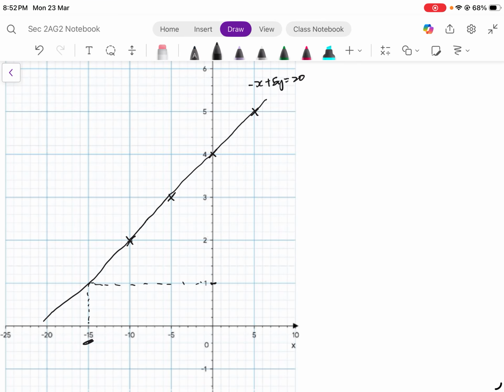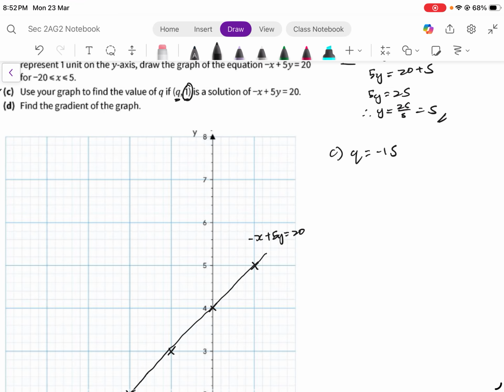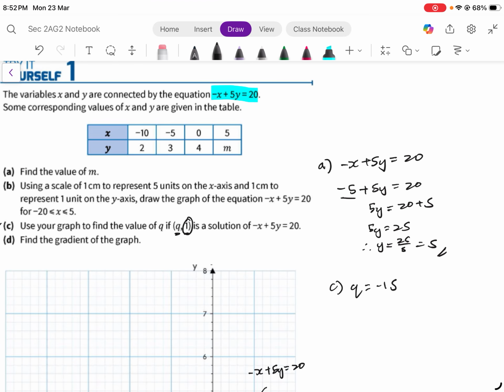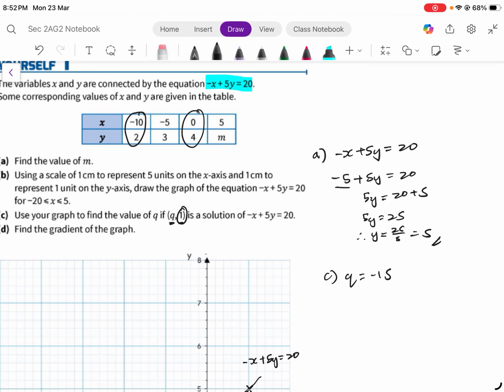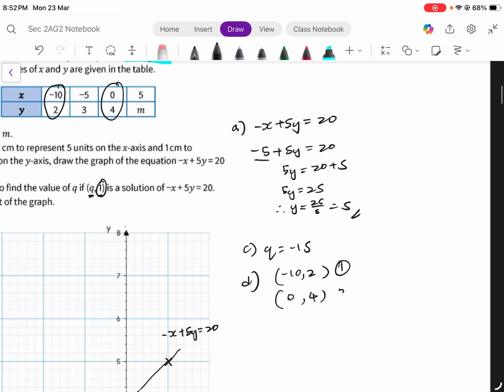Find the gradient of the graph. Okay, so gradient of graph means any 2 points, right? Any 2 points, we can actually take it from here. We can take this point or this point. Okay, so I'm going to take these 2 points to find the gradient. Okay, so I have my first point, which is minus 10, 2. Okay, and then my second point is 0, 4. Alright, so this is x1, y1, x2, y2.